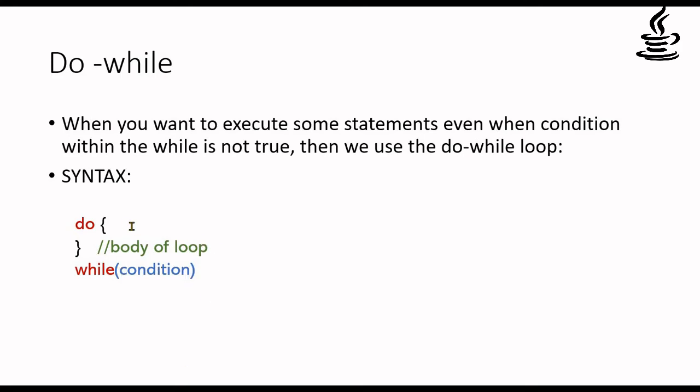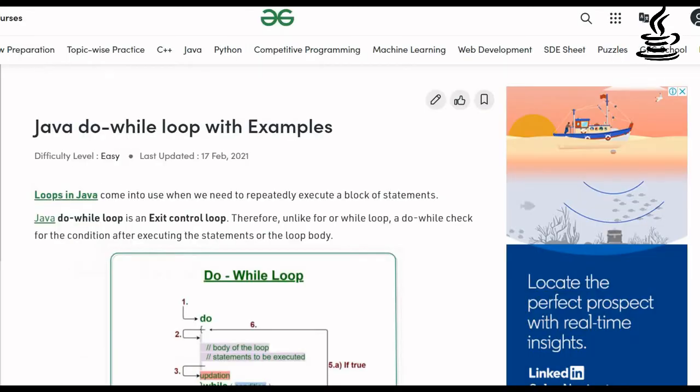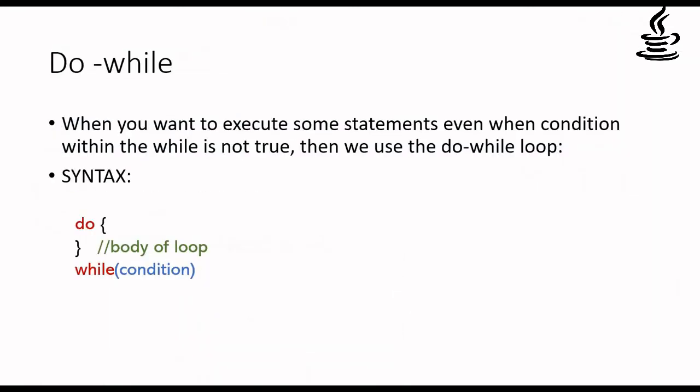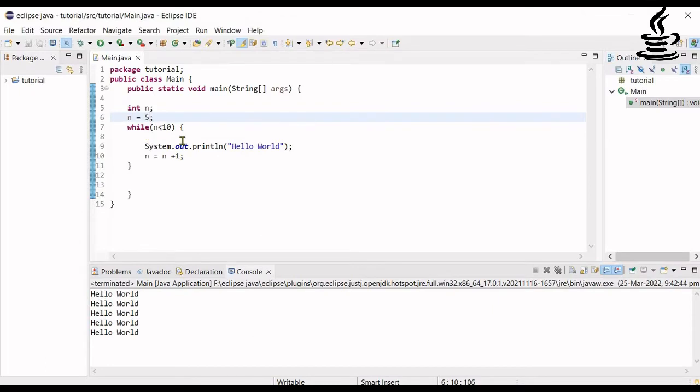So every time, our loop will get executed at least once, that is, the body of loop will be executed at least once, and afterward the condition within the while will be checked. If the condition becomes false, then our loop gets terminated, and if the condition is true, then our loop will continue to perform.